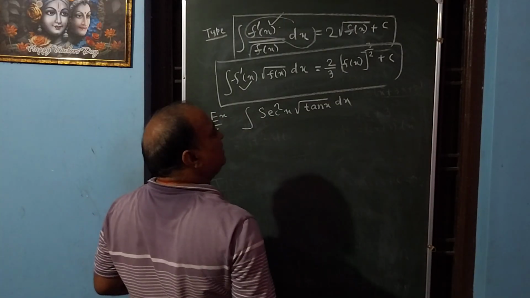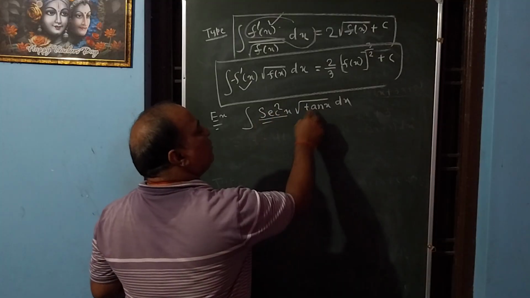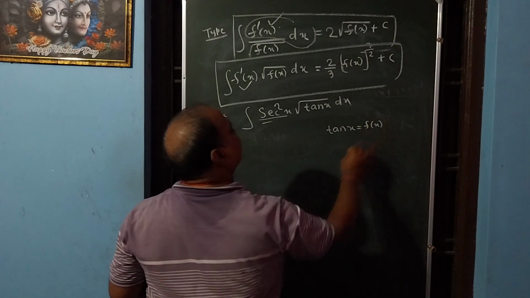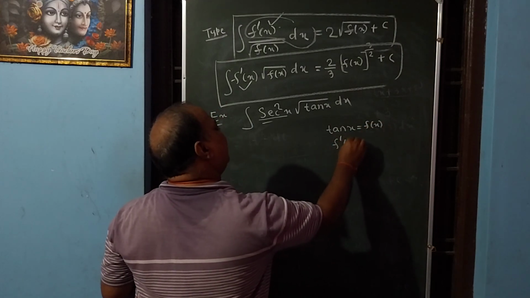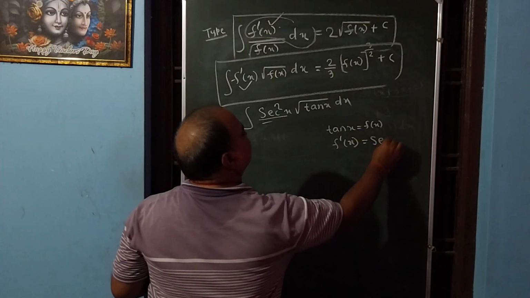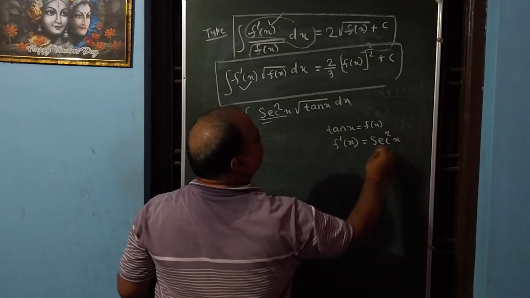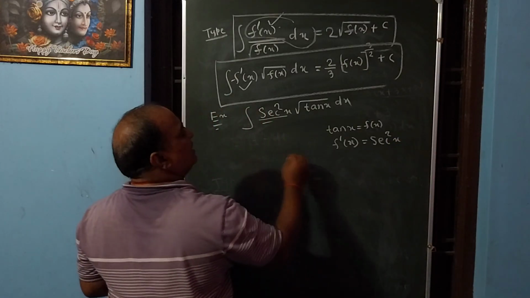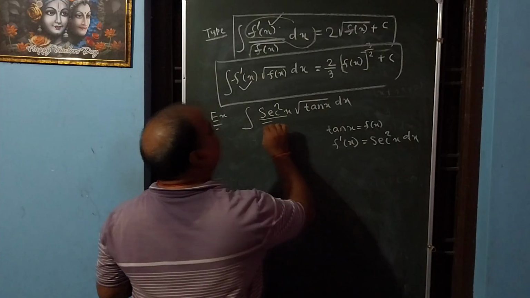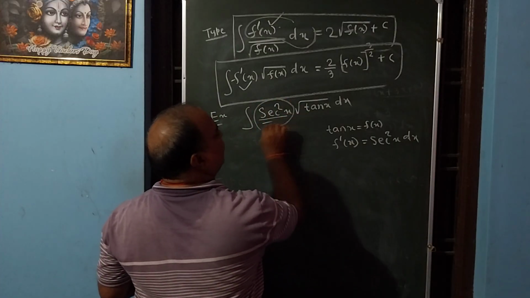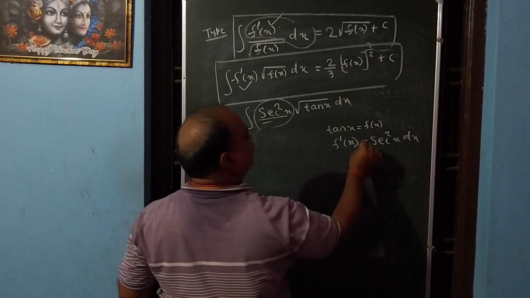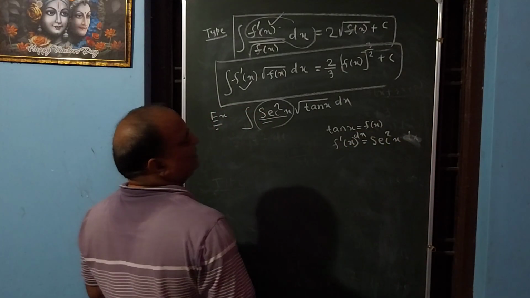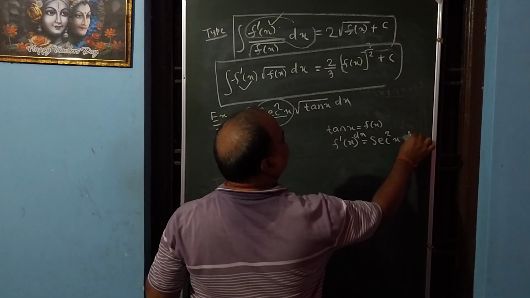Fx whose derivative is here. So here we get tan x is equal to f of x. What is f dash x? F dash x means derivative. F dash x is equal to sec square x. So f dash x dx is equal to sec square x dx.